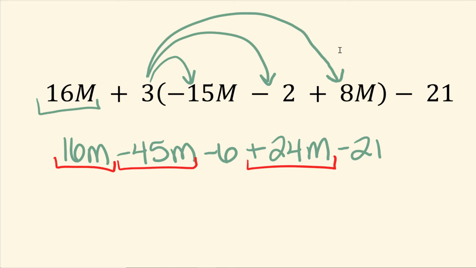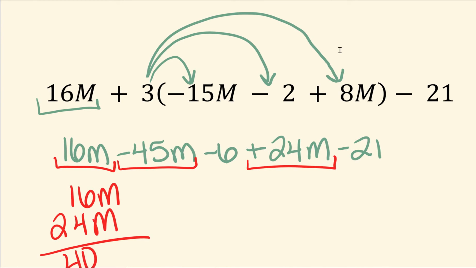I personally like to add all of my positives together first, and then add all of my negatives together first, and then subtract at the end. But it's completely your choice, so long as you are doing the correct operations. So I know that 16m and 24m are going to give me 40m. Right, so when I combine 16m and 24m, those give me 40m. And then I still have that minus 45m.